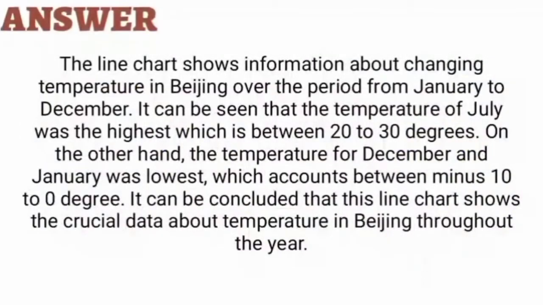The line chart shows information about changing temperature in Beijing over the period from January to December. It can be seen that the temperature of July was the highest, which is between 20 to 30 degrees. On the other hand, the temperature for December and January was lowest, which accounts between -10 to 0 degrees.